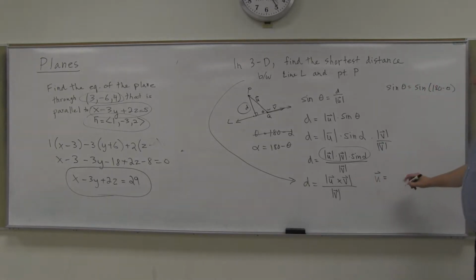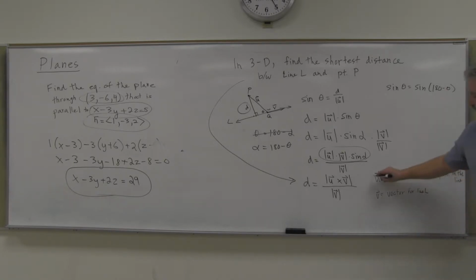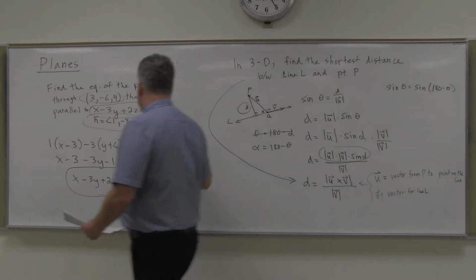So u is a vector from P to a point on the line. Doesn't really matter. And of course v is the vector of the line. Those two things, if you do the cross product magnitude and then divide that by the magnitude of v, you get the distance between the line and point P. Okay, so this is the formula.